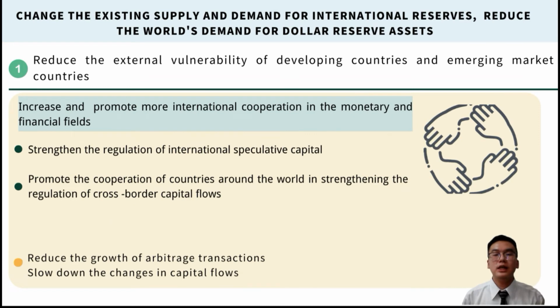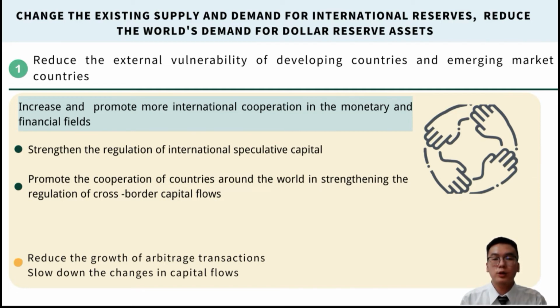The second way is to increase and promote more international cooperation in monetary and financial fields. It can moderately reduce the pressure of external shocks on developing countries. The IMF, as representative of international financial institutions, should strengthen the regulation of international speculative capital. For example, the IMF can regulate sophisticated investors to avoid excessive borrowing by investors in the low interest rate countries and lending in the high interest rate countries.